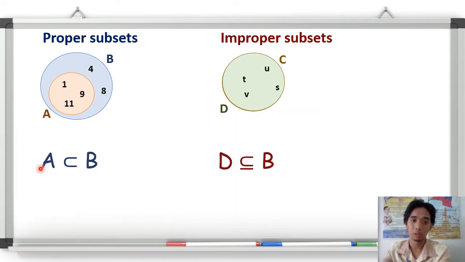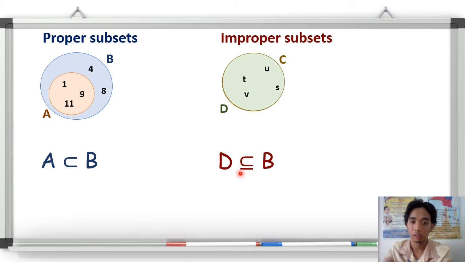So let's take a look at their symbol, the symbol of subset and the symbol of improper subset. So just like I said, para siyang letter U na nakahiga, and yung open side niya is nakatutok dun sa larger set natin, which is set B. Then sa improper subset naman, ganun din, meron siyang letter U para nakahiga.